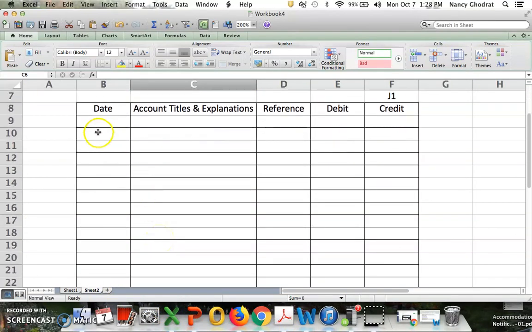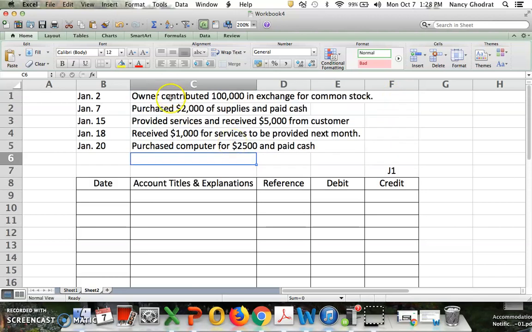It's a 5-column record. It has a date, account title, explanation, a reference column, a left side which we call debit, the right side credit, and also a page number on the top. J stands for journal, and the page number, for example, page number 1. Now, let's look at these 5 transactions and see how we're gonna analyze and journalize them.